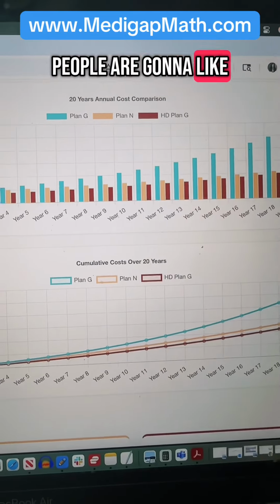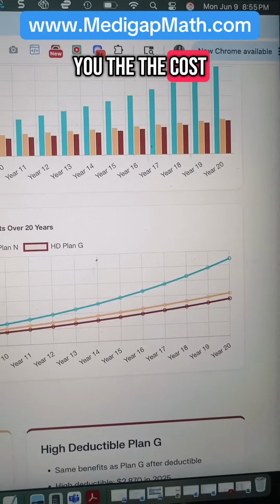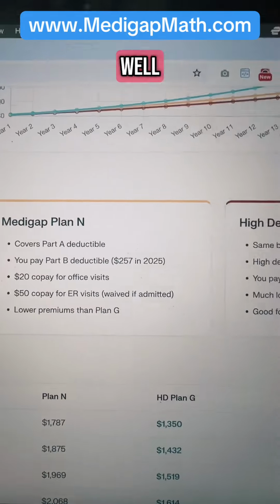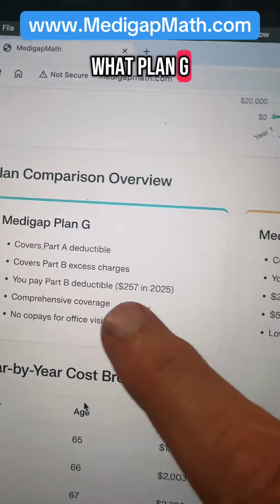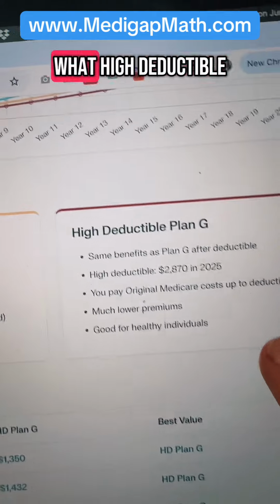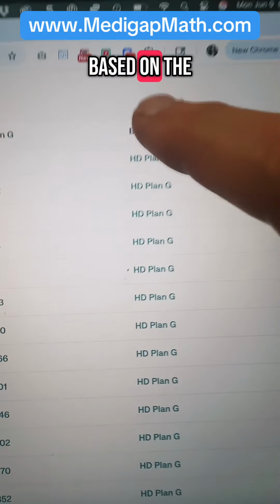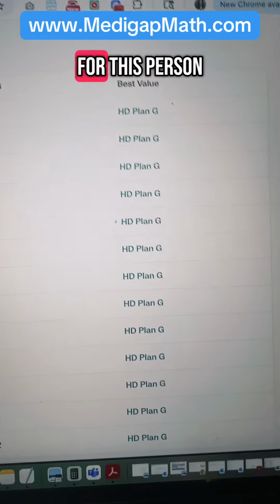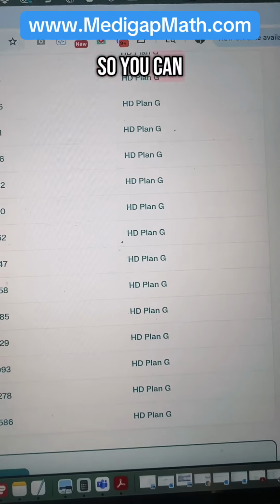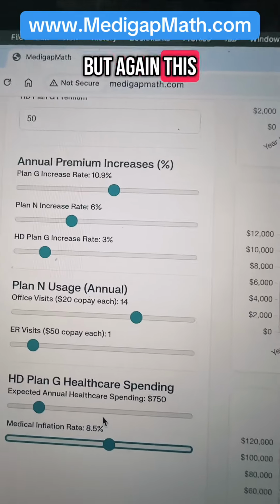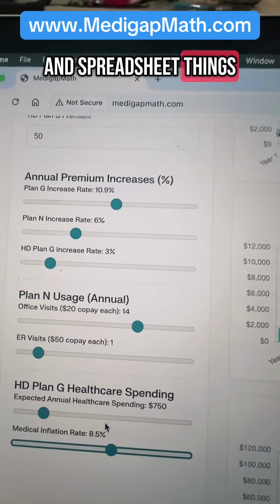This is what people are going to like. So it gives you the cost, up to over 20 years, and then it gives you a little summary, right? Here's the overview. Well, that's actually the overview of what plan G covers, what plan N covers, what high deductible G covers. And then it just tells you, in this case, based on the input over there, the best value for this person would have been a high deductible G. So you can look at that and think if you're okay with that. Maybe you're not okay with that. So it just depends on what you're looking at. But again, this is for the people that try and spreadsheet things like crazy.